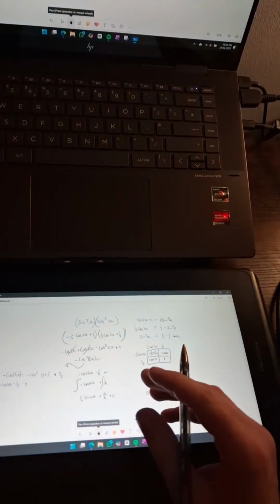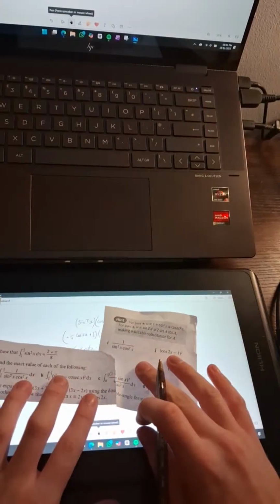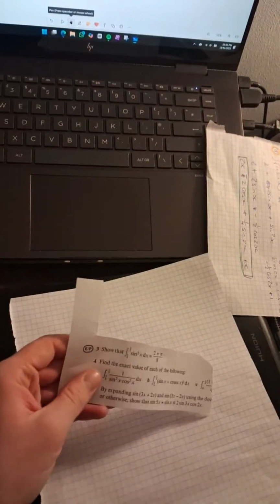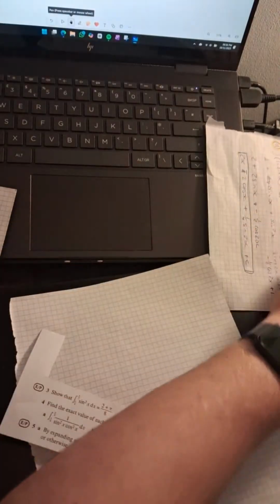So that's done that part. Now we got to move on to, oh snap. Did I just rip that? Yes, I did. Oopsie. Okay, down one piece of paper. Onto the next piece of paper. Where's the other piece? That's it. We still need to do.